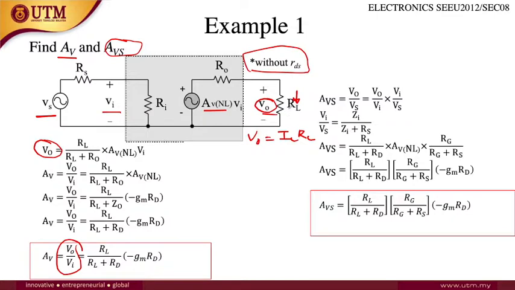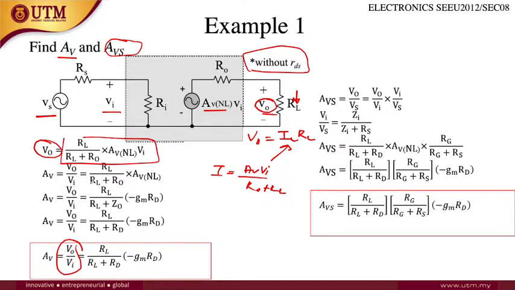So IL is the current that flows inside here, through RL, which is from the source of voltage AV VI. If you want to find the current, you divide AV VI by the value of resistance RO plus RL. So this is the value of current, and then times RL. So you will get the output value of voltage.